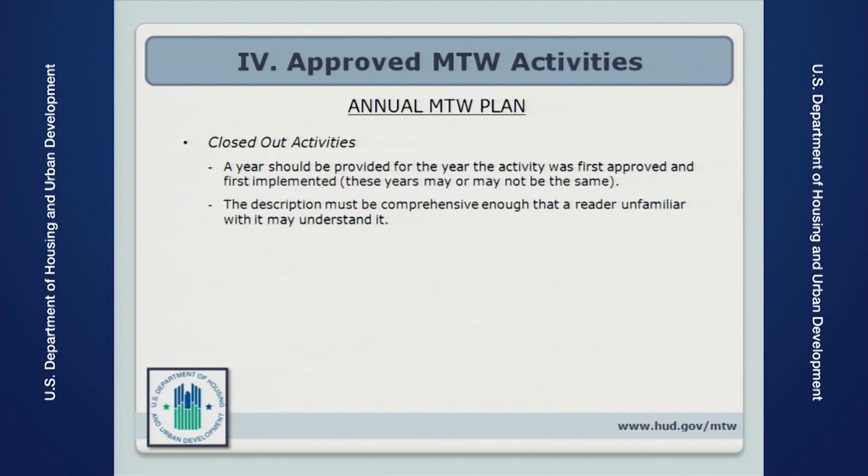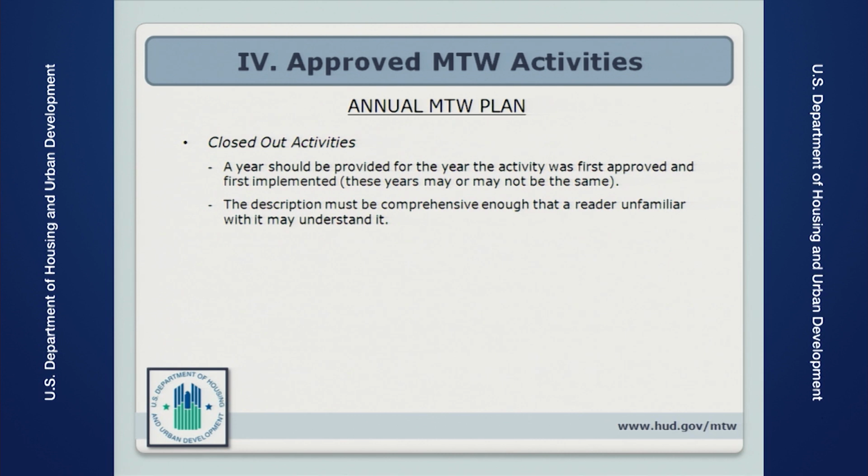Finally, closed out activities in the plan. This section will include activities that you never implemented. So it will be both activities that you did implement and then you made a decision for whatever reason to close out, but also activities that you may have proposed and we approved, but you never actually moved forward with implementing. And you'll want to provide the year approved and implemented, explain why they're closed, and note the year that the activity was closed. Again, explicit dates and a comprehensive description will be very helpful.